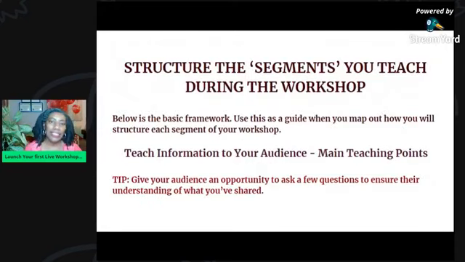Now, structure the segments that you teach during the workshop. Below is the basic framework. Use this as a guide when you map out how you will structure each segment of your workshop and teach the information to your audience. Teach them the main teaching points. Give your audience an opportunity to ask a few questions to ensure their understanding of what you've shared.